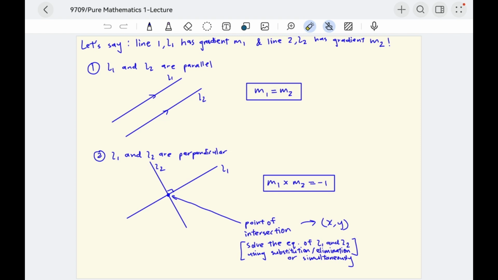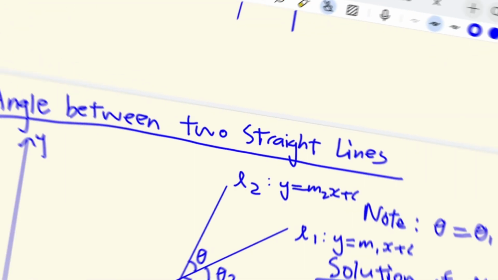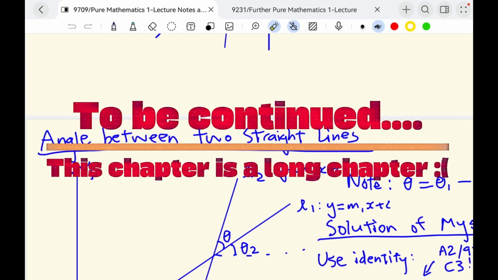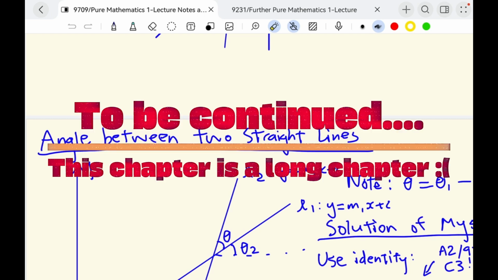So let's get to the mystery and the solution to prove these two formulas. Okay, guys, I don't think it is the time for us to solve the mystery here. However, I will continue in part 2 of chapter 5 trigonometry. As I mentioned before, this chapter is considered a long chapter.